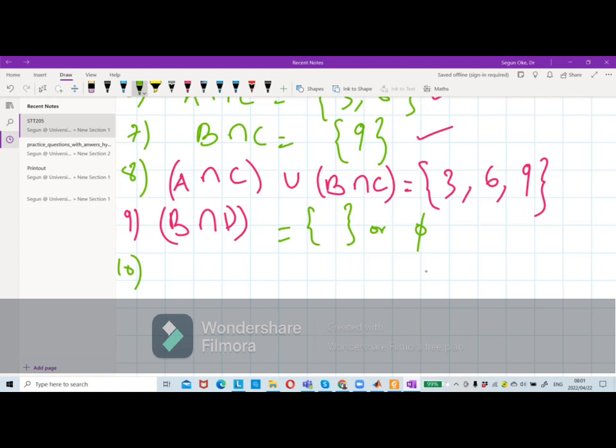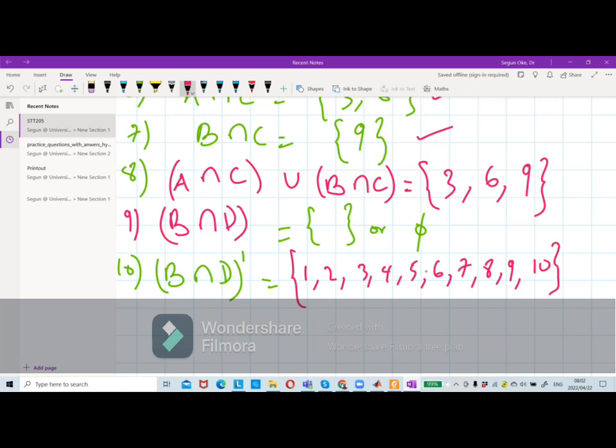Number 10. So we have B intersection D all prime. That is, anytime you see prime of this, we're talking about the entire universal set. You remember B intersection D is empty. Meaning, if you are looking for the complement of the empty set, it will be the entire universal set. So we call 2, 3, 4, 5, 6, 7, 8, 9, and 10. So please take note of that.